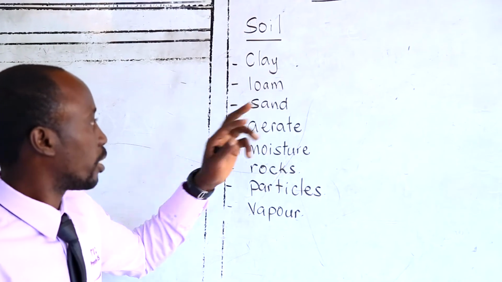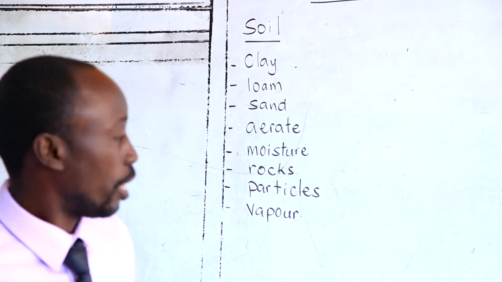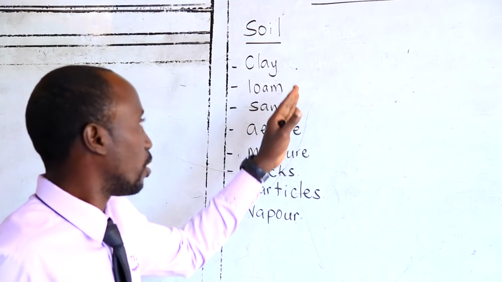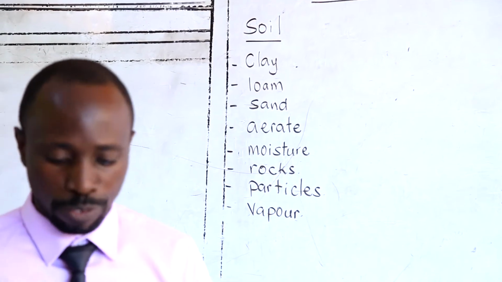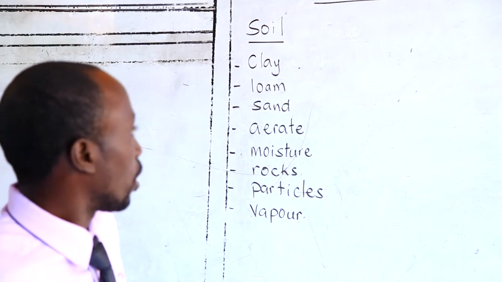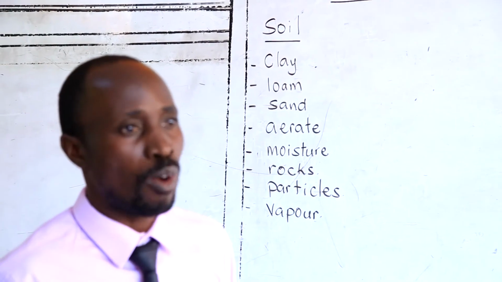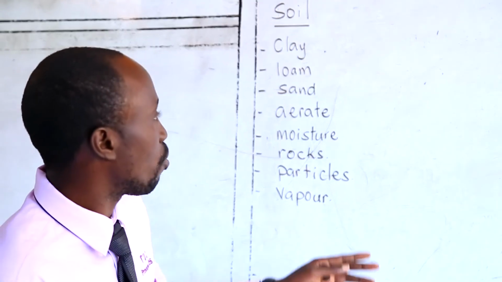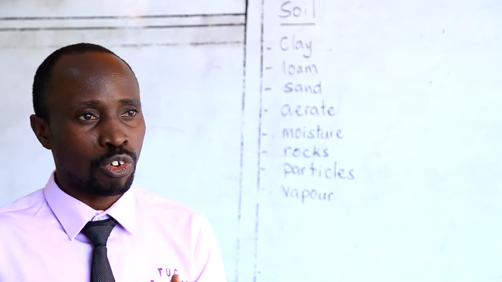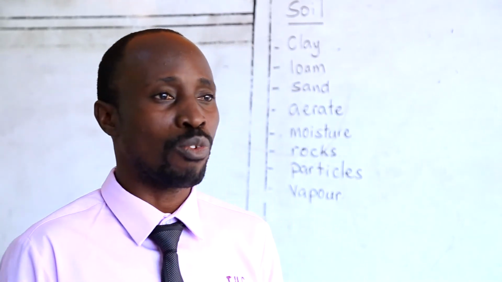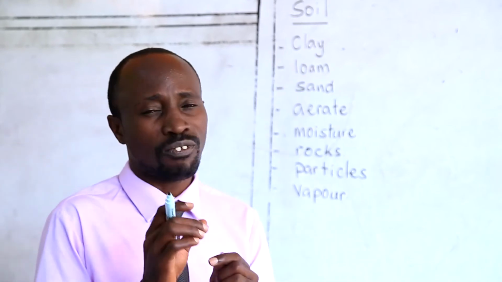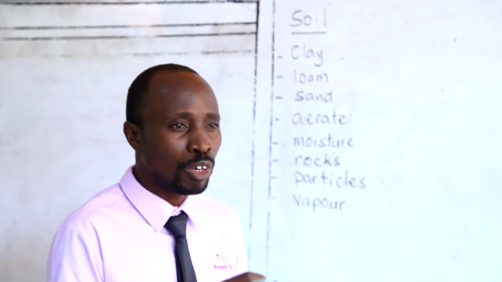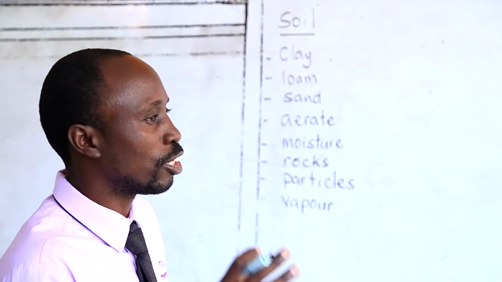Now, clay, loam, and sand are types of soil. Clay soil, loam soil, and sand soil are the types of soil we have. Clay soil is normally used for pottery work or ceramics, where we mold things. In the next session, we are going to see all these. Clay soil has fine, very tiny particles, and it does not allow water to pass through it easily because of the small air spaces in the particles of soil.